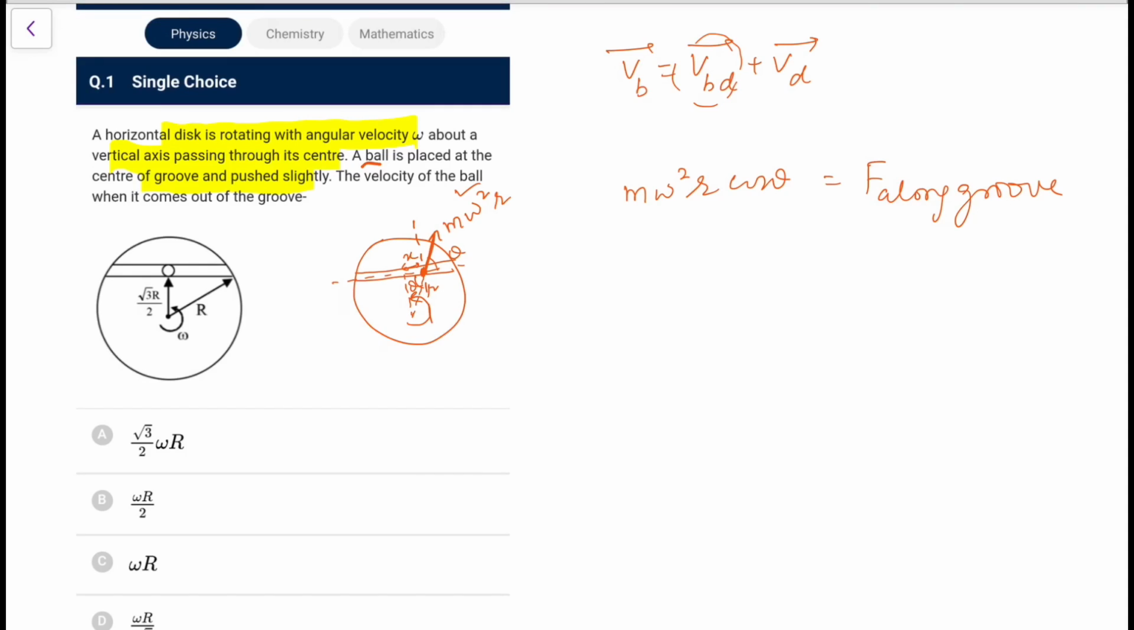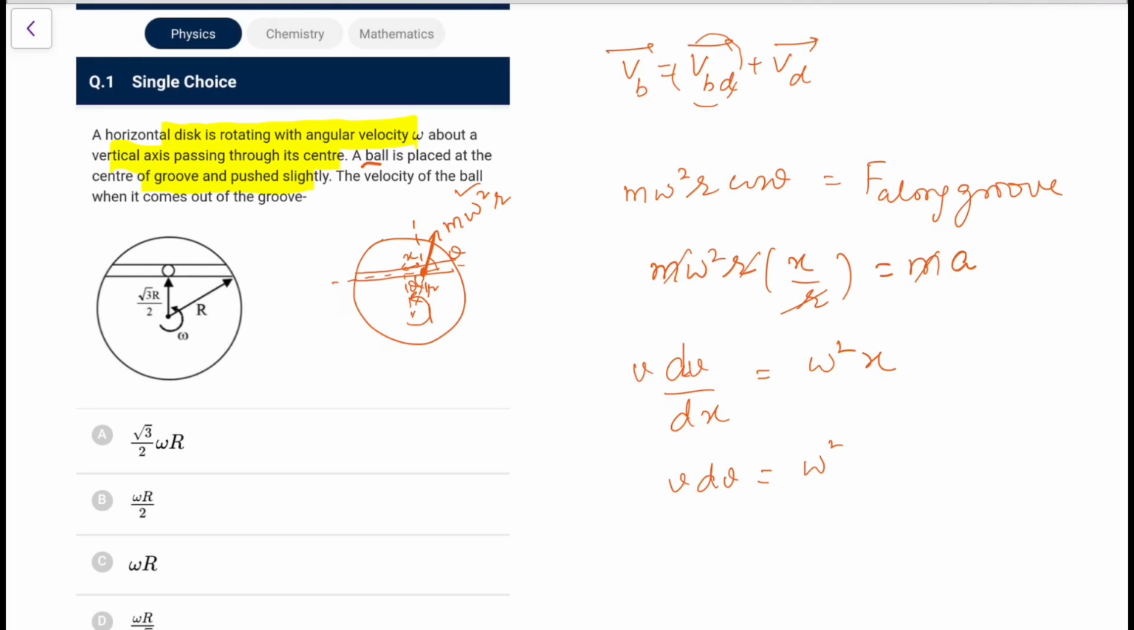Now, m omega square r cos theta: due to the constraint of motion, the ball can move only along the groove with respect to the disk, because we are talking in the frame of the disk. So cos theta comes out as x by r. It comes out as m omega square r into x by r, which is equal to m a, the acceleration of the ball with respect to the groove. The r and r get cancelled, and the m and m also get cancelled. So the acceleration, which you generally write as v dv by dx, would be equal to omega square x. Omega is fixed, so v dv is omega square x dx.